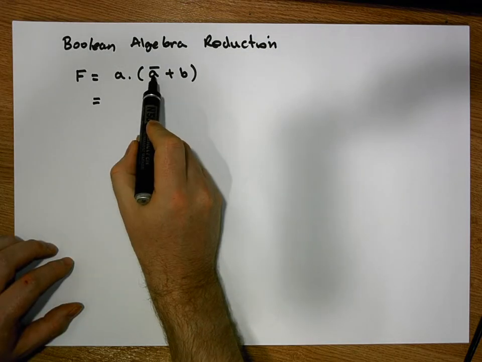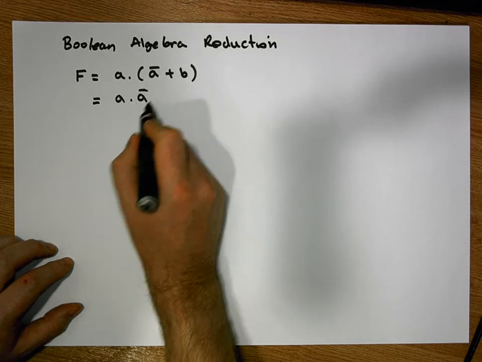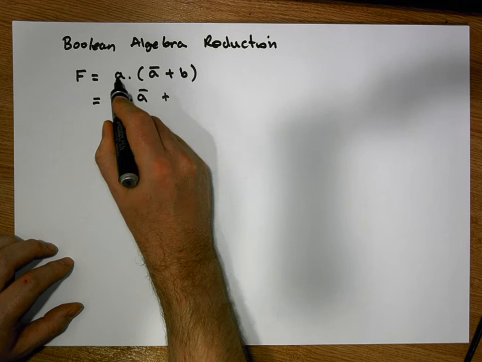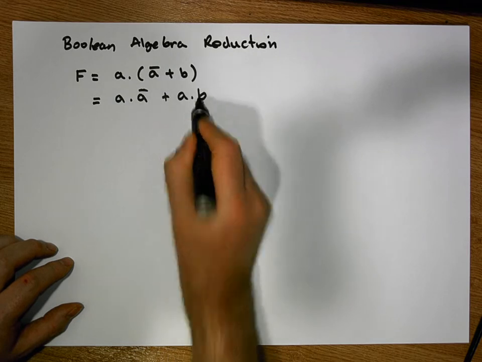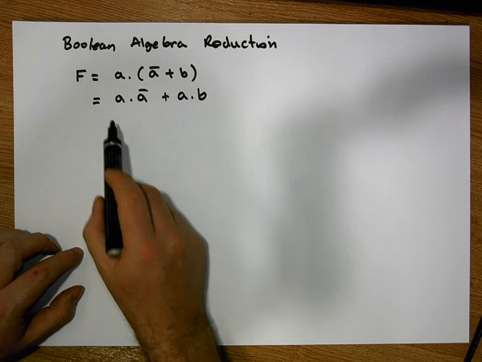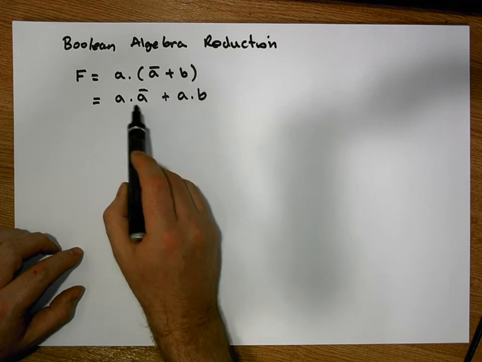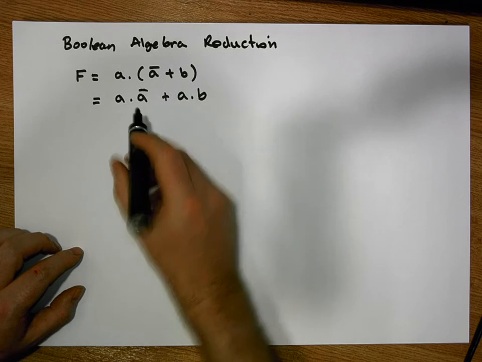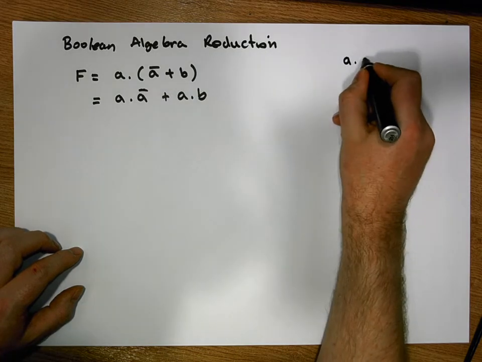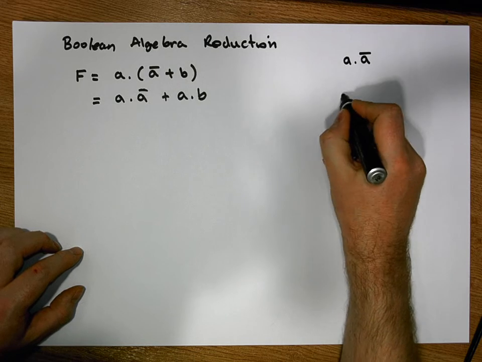The distribution law says that we can distribute the a across the brackets, so this becomes a ANDed with a bar or a ANDed with b. Now the question is, is there any identity that we can use in relation to a ANDed with a bar? Let's look at a ANDed with a bar as an identity and build a truth table for it.